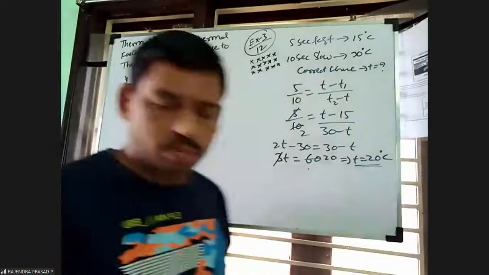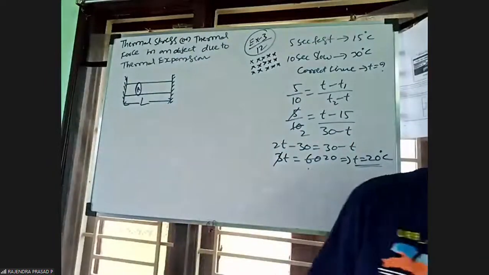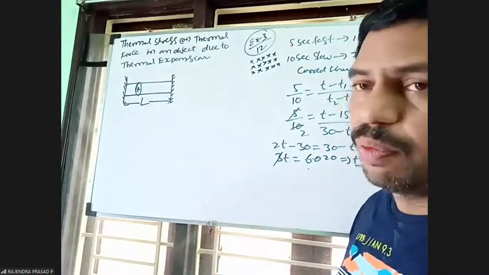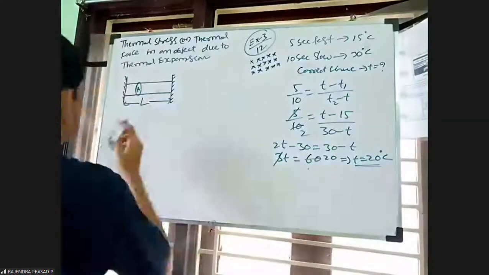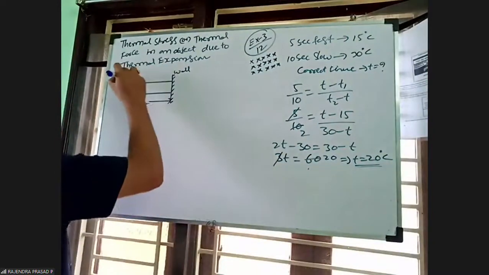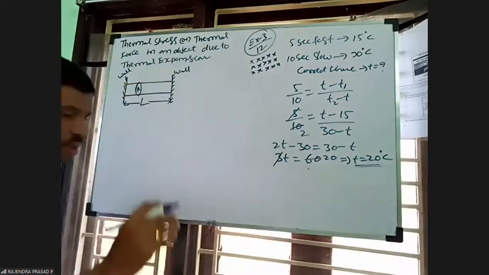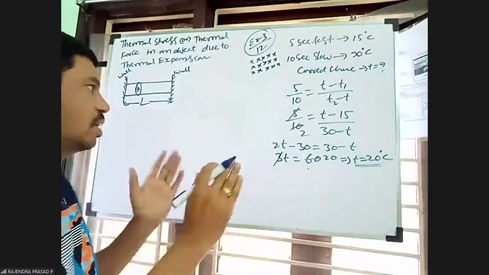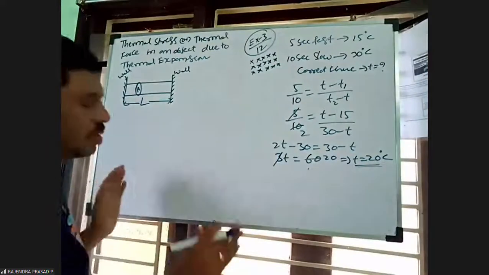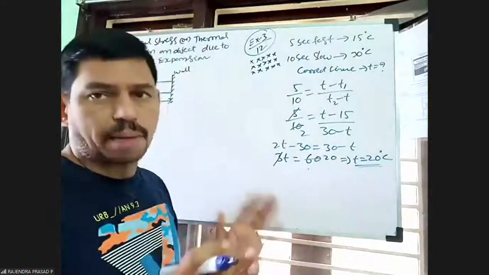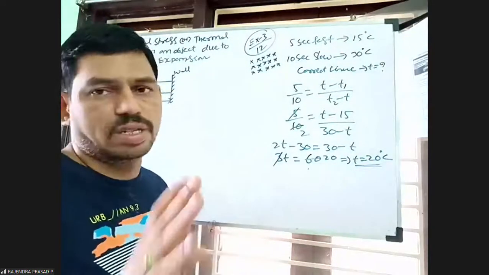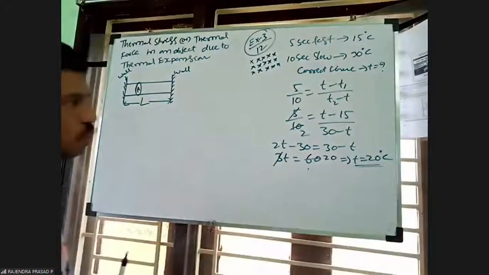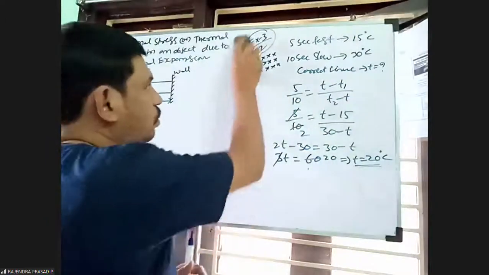A rod of length L and area of cross section A is tightly fitted between two rigid walls. Two rigid walls, vertical walls. Okay, a rod of length capital L and area of cross section A is tightly fitted between two vertical walls.